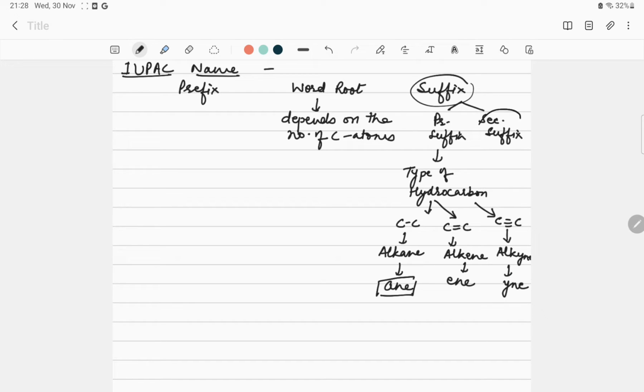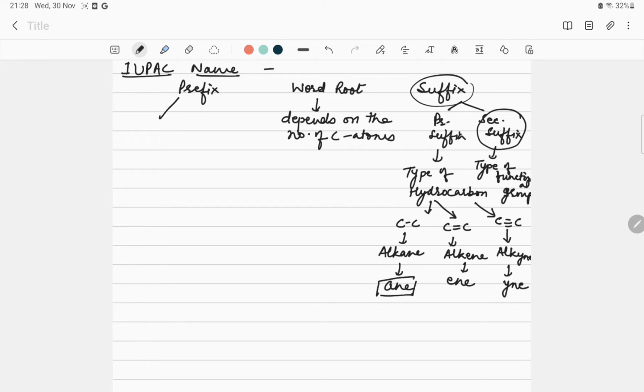Now, coming to the secondary suffix. What about the secondary suffix? The secondary suffix depends on the type of functional group. If there is any functional group, accordingly the secondary suffix will be chosen.